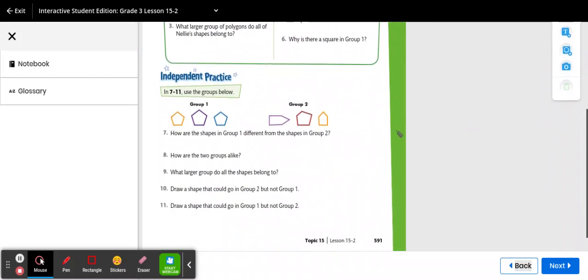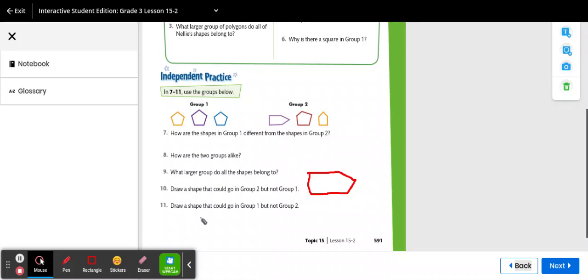I'm going to grab a red again. I think I'm going to do one that can go in group 2, but not in group 1. So it's got to have 5 sides, and I don't want them to be equal like the first group. Not very good straight lines. 1, 2, 3, 4, 5. So that can go into group 2. It's kind of like that one, right?